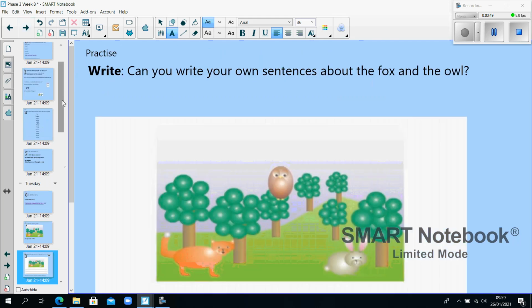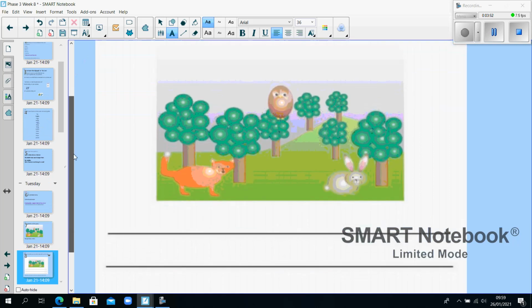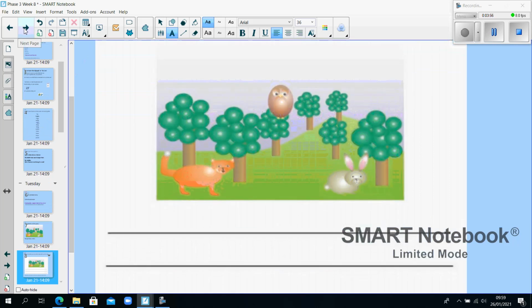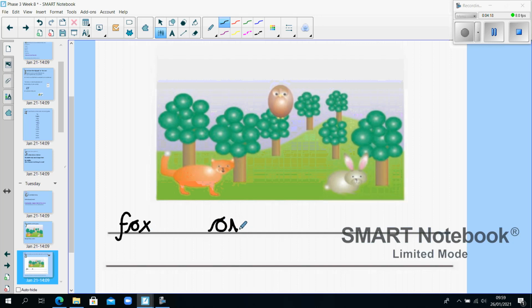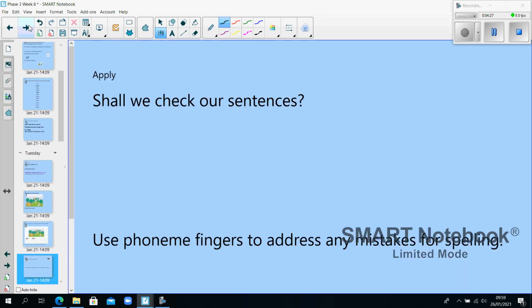Can you write your own sentences about the fox and the owl? Think about how we're spelling fox. Fox. And owl. Owl. Check your sentences. Use your phoneme fingers to address any mistakes of spelling. Well done, that's the end of Tuesday.